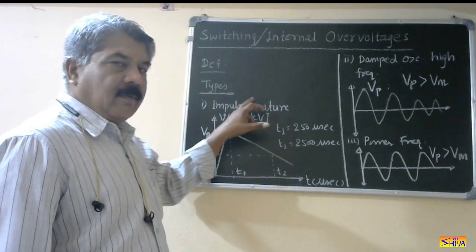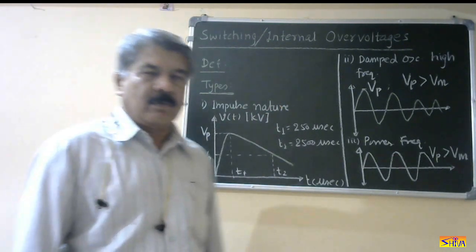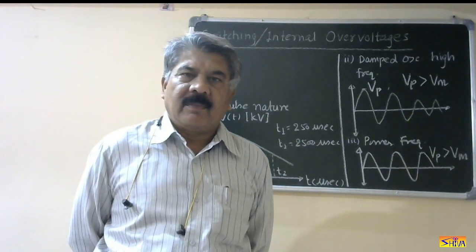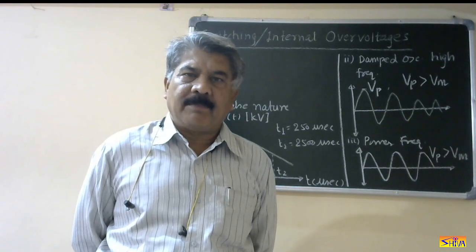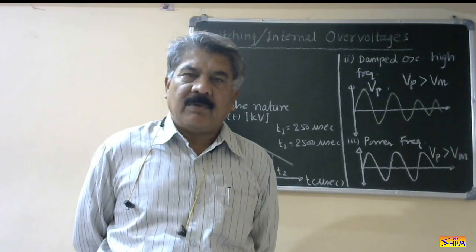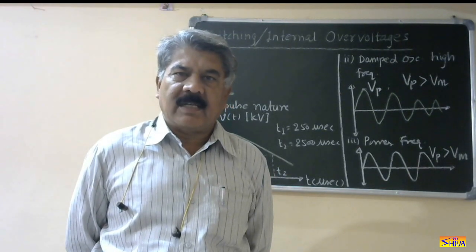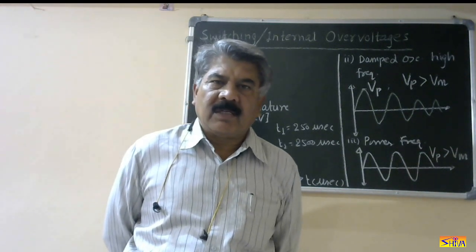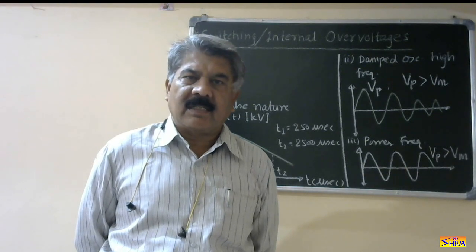Now let us see what are the different types of switching over voltages. Lightning is an external phenomenon and that is unique. Therefore, lightning over voltage we had standardized by impulse nature and duration as per Indian standard: 1.2 microseconds rise time and 50 microsecond tail time. But switching operations are of different types.